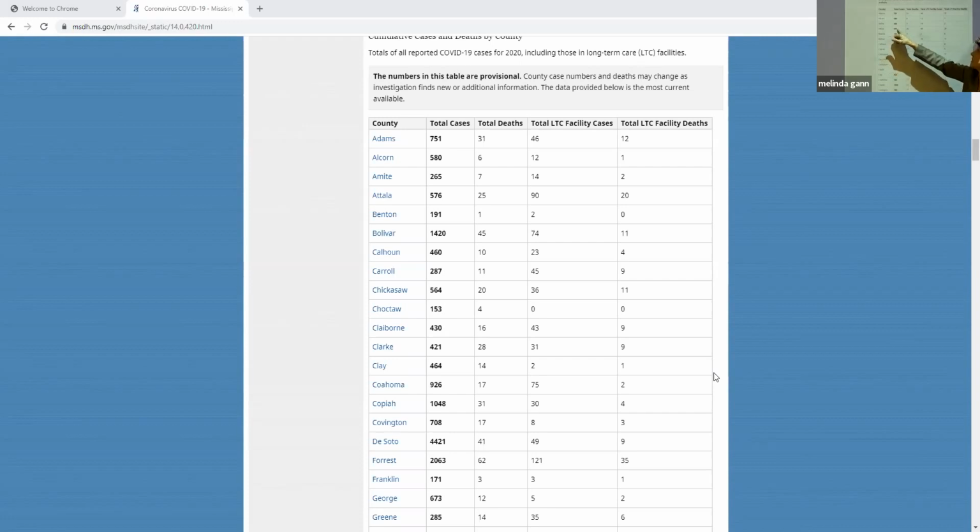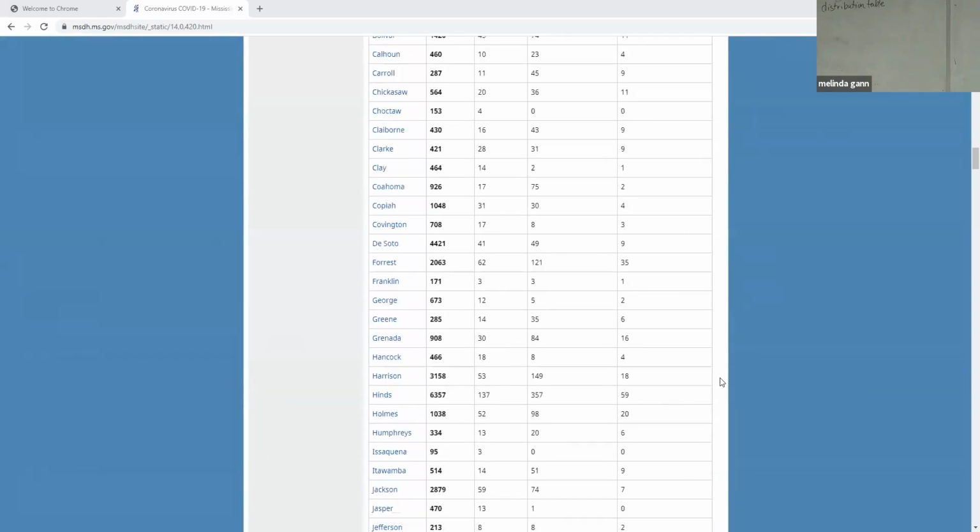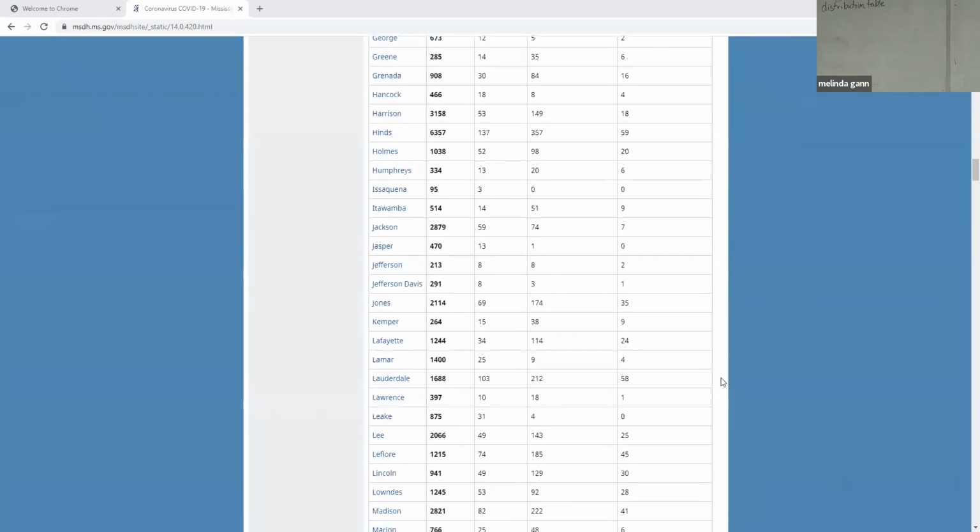Okay? So this is the Mississippi Department of Health. So you can go through and look. You can see how many cases are in your county. You can see how many have died of COVID in your county. Now, LTC means nursing homes, long-term care facilities. So they break it up, so 12 of the 31 deaths in Adams County came from nursing homes. So you can scroll through, but you see how these numbers just tend to overwhelm you?